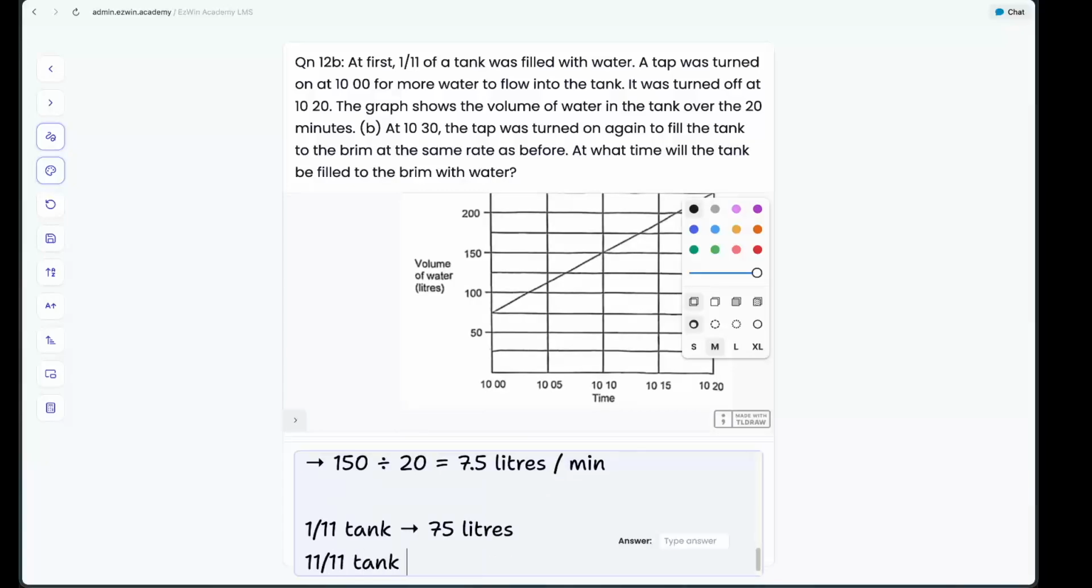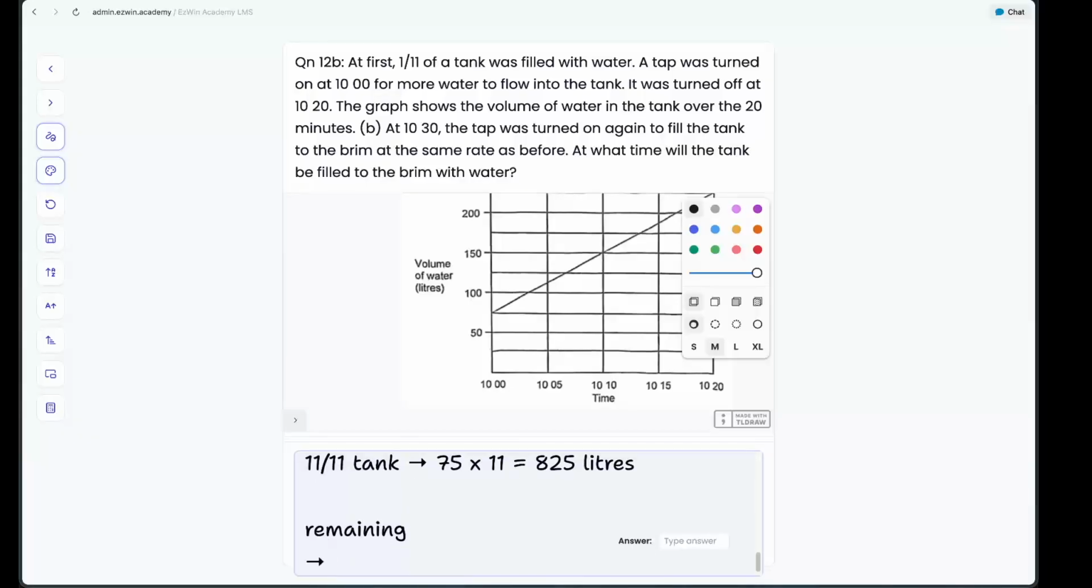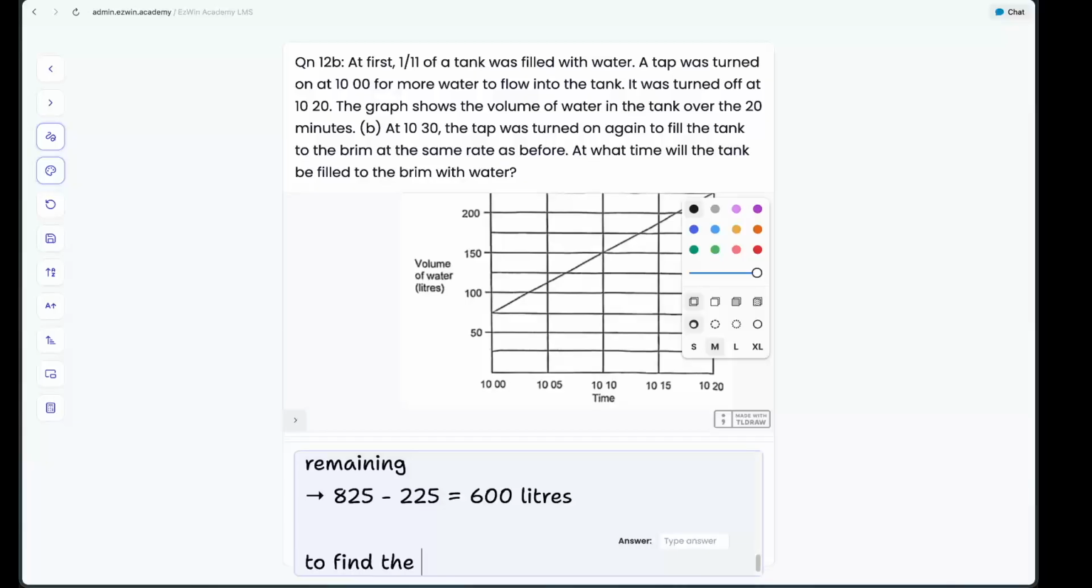The total capacity of the tank is basically 75 times 11, and this will give us 825 liters. So the tank volume of water at 10:20, I think we already know, right? Which is 225. Okay. So remaining will then be equal to 825 minus 225, and this will give us 600 liters.